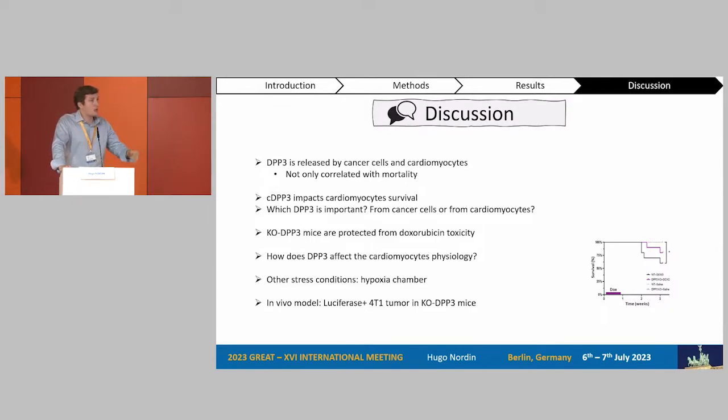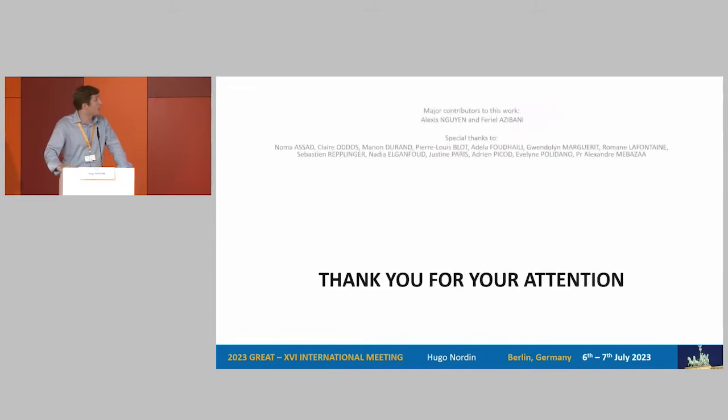The questions we have to answer in the future now are how does DPP3 affect the cardiomyocyte physiologically? Which kind of stress leads to a lot of DPP3 secretion? And we have to build an in vivo mouse model, not only with doxorubicin or chemotherapy, but also with tumor, as it would mimic more the clinical situation for our human patients. I would like to thank all my team in Paris, and thank you for your attention.